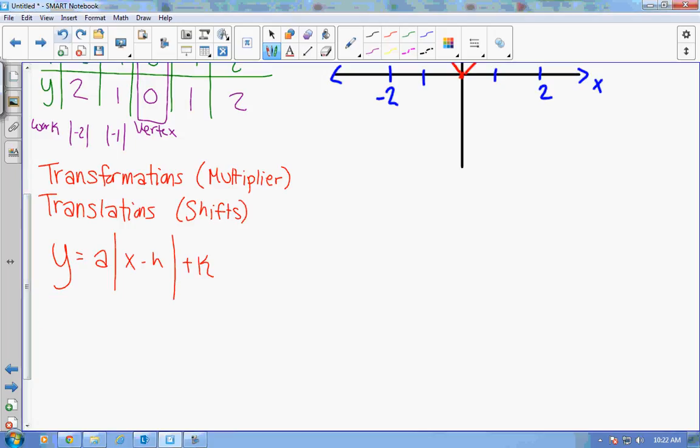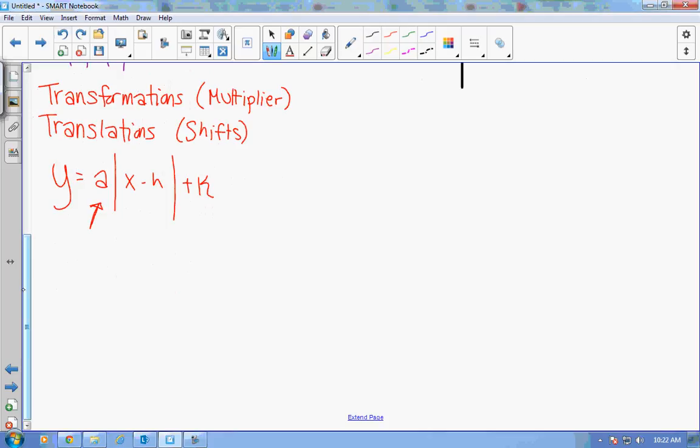Do you remember what a does to the graph? We have vertical compressions and vertical stretches. When do we get a vertical stretch? It's not a fraction, nope. When the absolute value of a is greater than 1, because fractions could be greater than 0. You have to be greater than 1. If you're equal to 1, it's normal arms.